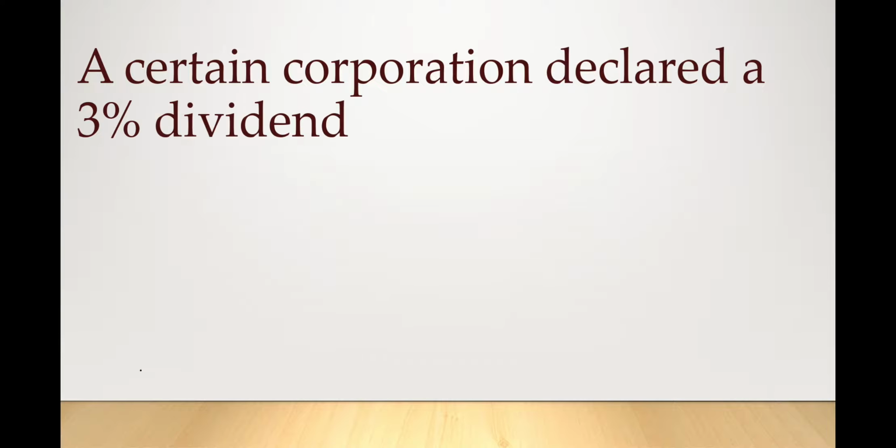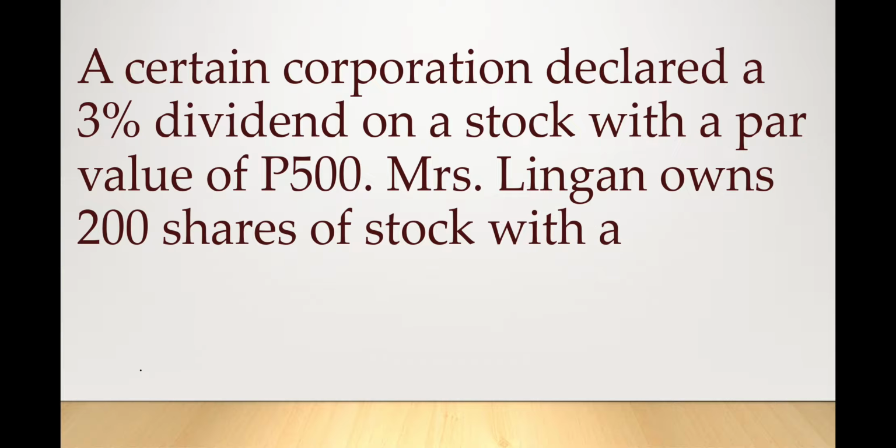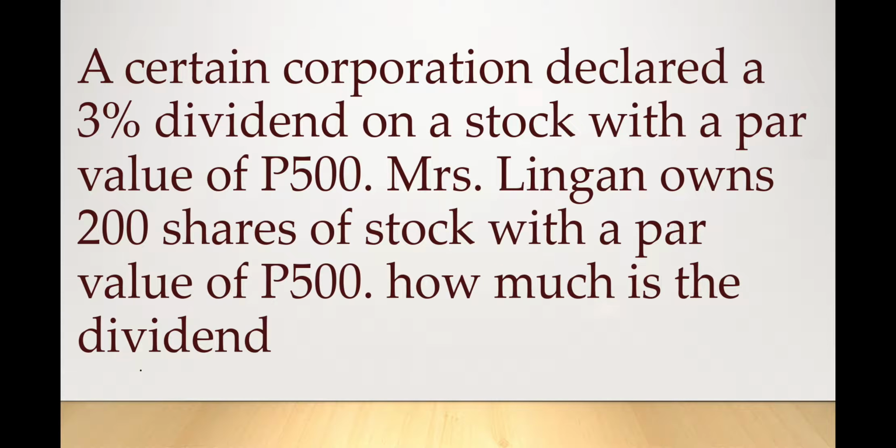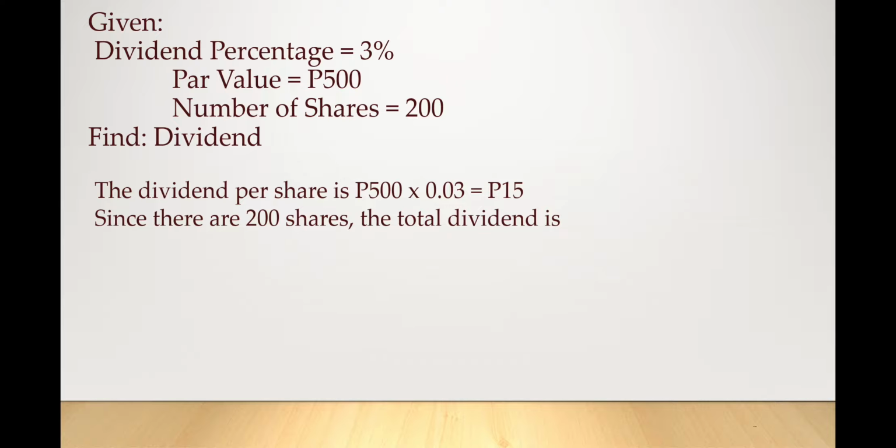Another example, a certain corporation declared a 3% dividend on a stock with a par value of 500 pesos. Mrs. Lingan owns 200 shares of stock with par value of 500 pesos. How much is the dividend she received? So given, we have the dividend percentage, which is 3%, par value is 500, number of shares is 200. To find the dividend, the dividend per share is 500 times the rate 0.03, which is equal to 15 pesos. But since there are 200 shares, the total dividend is 15 pesos times the number of shares, which is 200, equal to 3,000 pesos.